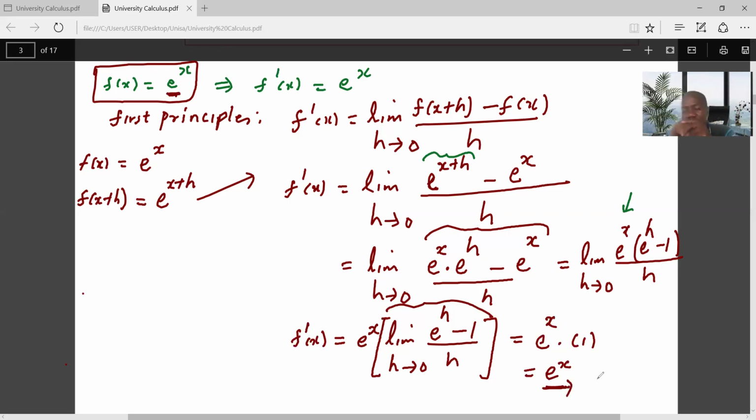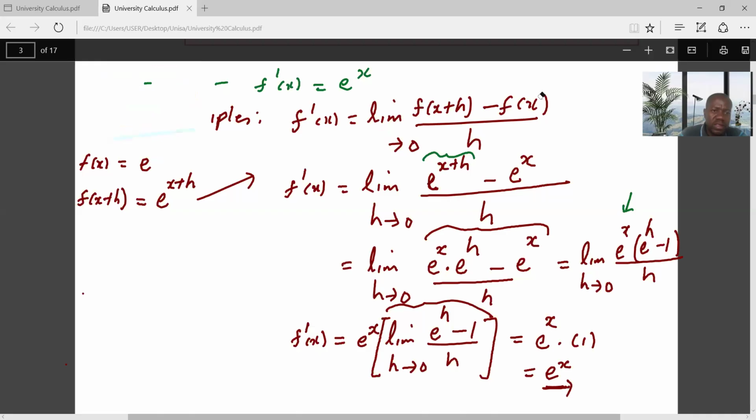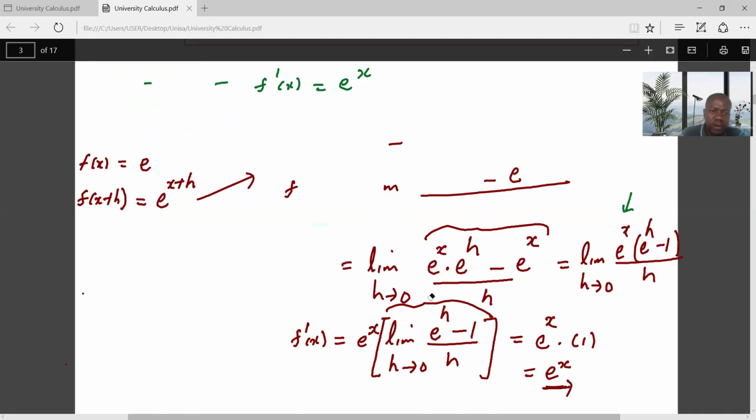I believe we are following. I strongly believe we are following. Right, now we can proceed with the product rule and the quotient rule, ladies and gentlemen.